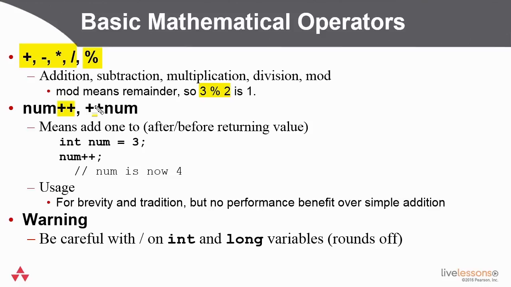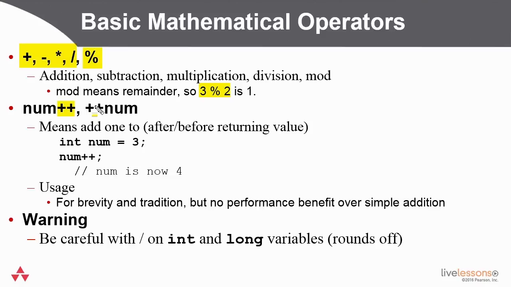Now, this operator plus plus originated in the days of C, when compilers were not very smart. And it was actually more efficient to say num plus plus than to say num equals num plus 1. With modern compilers, the performance is the same. So don't use plus plus because you think it'll give you any better performance. Use it because it's traditional, because it's brief, because people are used to it, and so forth.